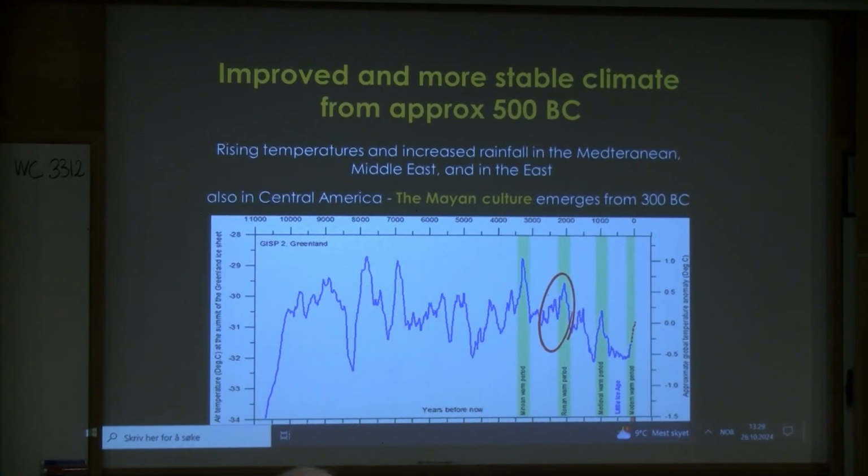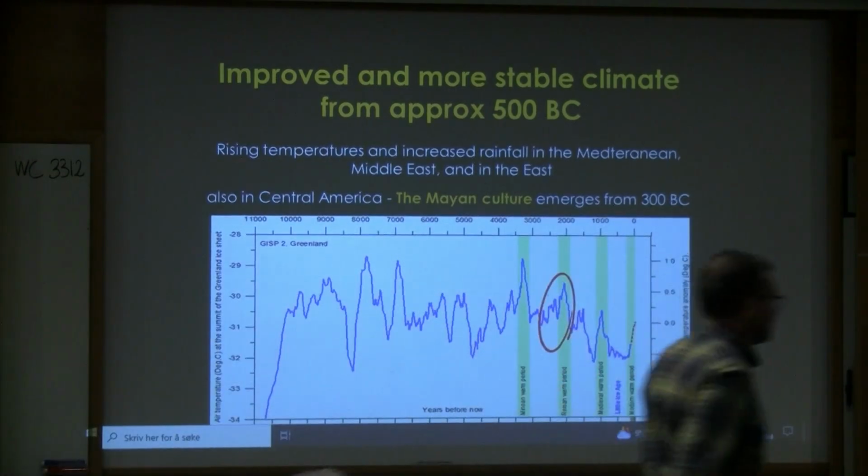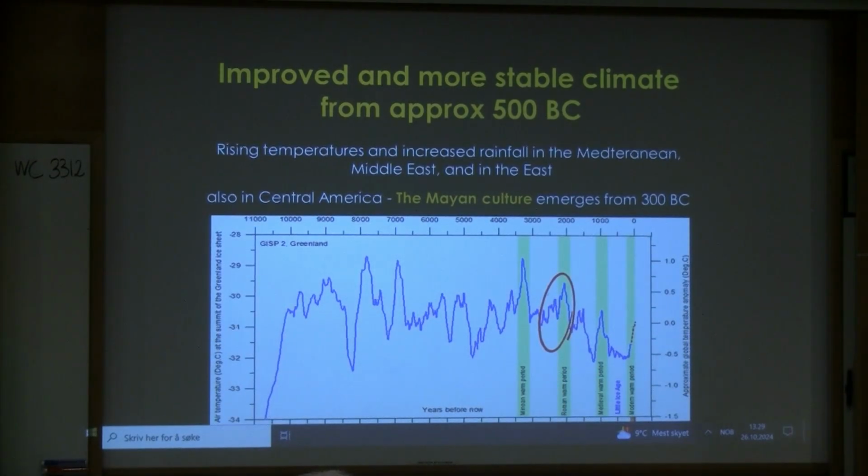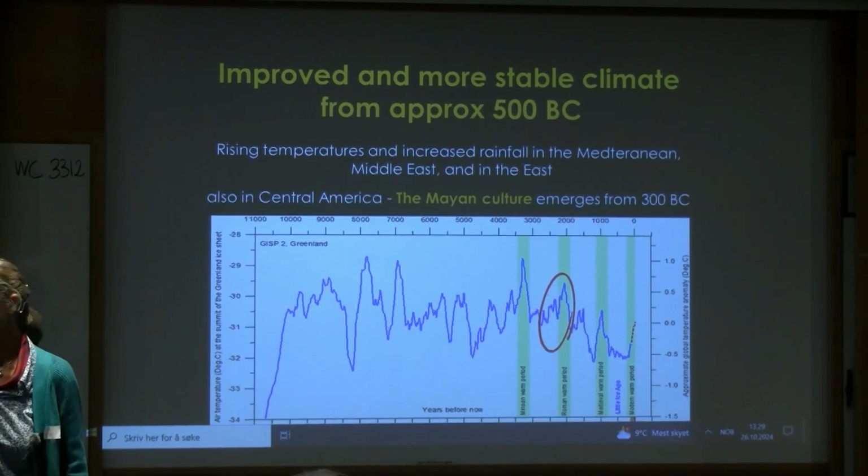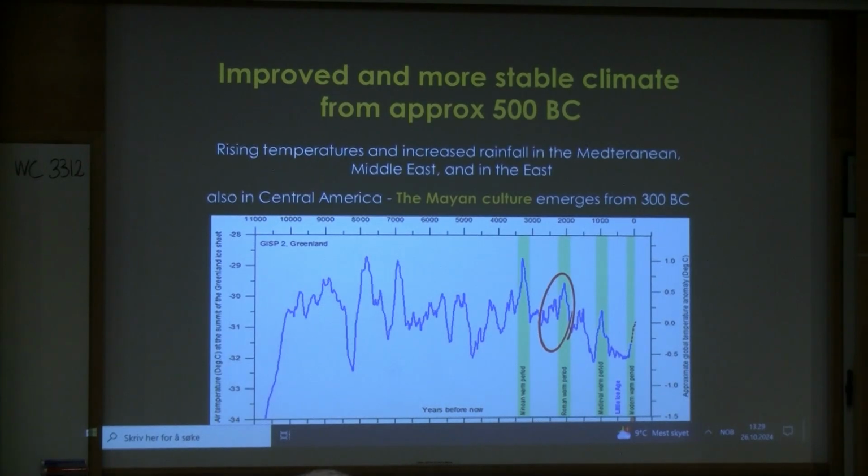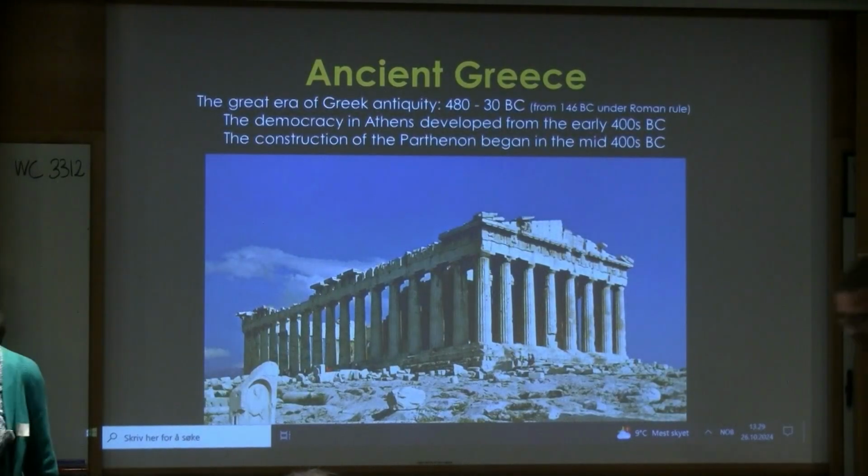But after a few hundred years, the temperatures picked up again. There was more rainfall again in the Mediterranean and in the Middle East and also in the Far East. Also in Central America, conditions improved, and the Mayan culture started to emerge from the 300s BC. What happened in Europe then?